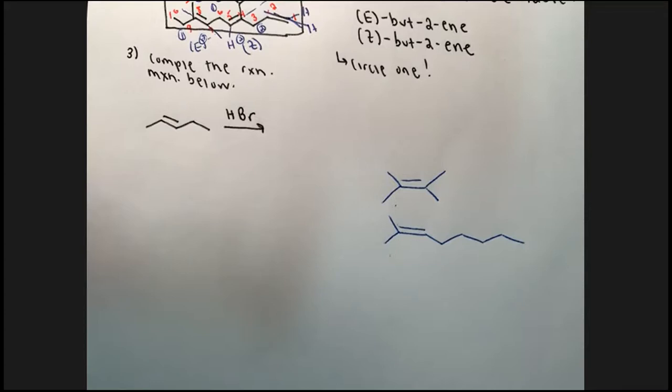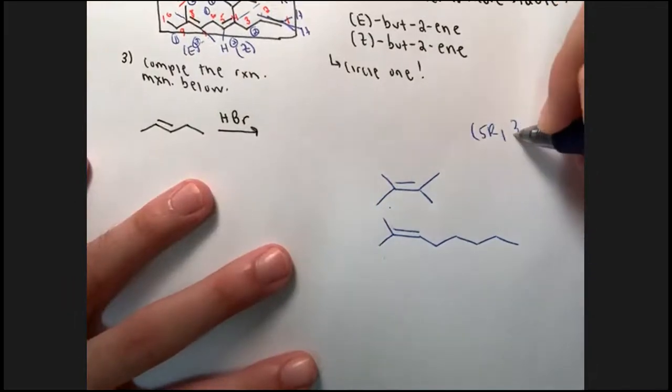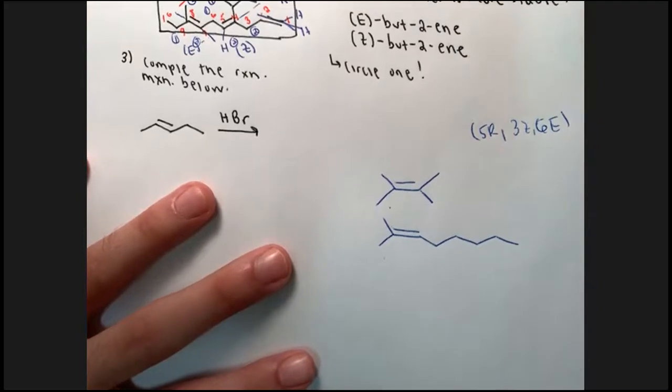Yeah, I've always known that to be R/S geometry goes before E and Z geometry. It could have E by itself, that's possible. Yeah, so again, from just what I've been doing for 7 semesters, I've always had R/S before E and Z in the name. So I would do an example like 5R, 3Z, 6E, something like that.